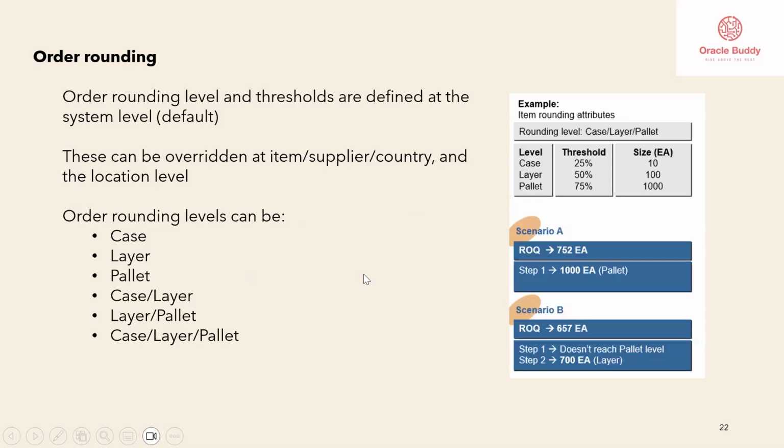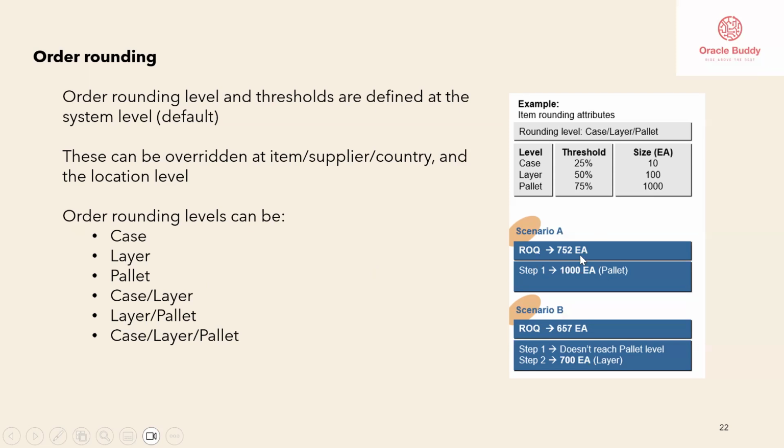Order rounding. Order rounding level and threshold are defined at the system level default. This can be overridden at item, supplier, country, and location level. Order rounding levels can be at case, layer, pallet, case and layer, or layer and pallet. So you can set up the rounding level as these, like case, layer, pallet, 25, 50, 75, and size of eaches. And based on that, order rounding will happen.